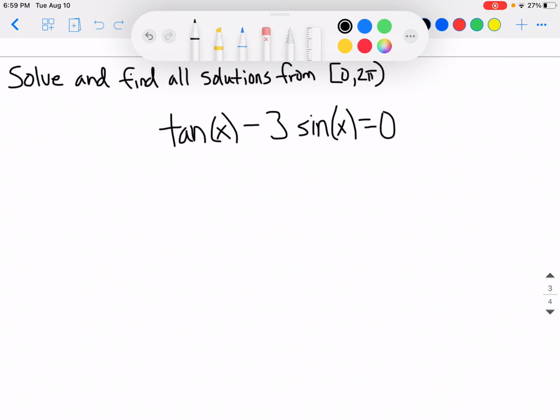Hello and welcome to this video where we're going to solve and find all the solutions from 0 to 2 pi for this equation. Tangent of x minus 3 sine of x is equal to 0. Okay, so here's the thing. We have two different trig functions. That's not good, all right?